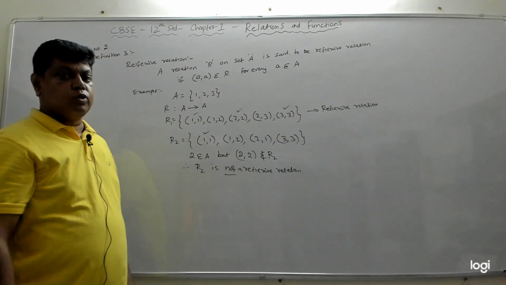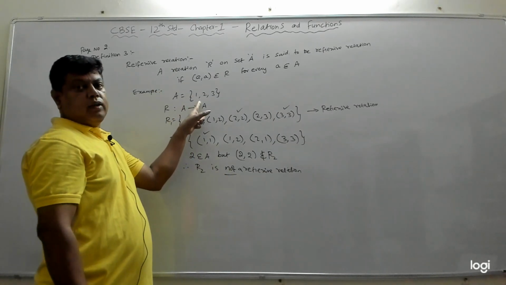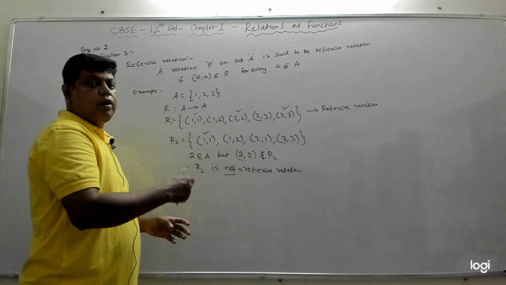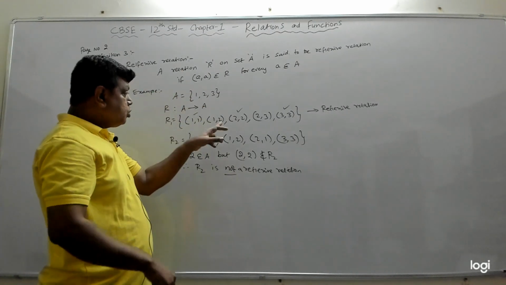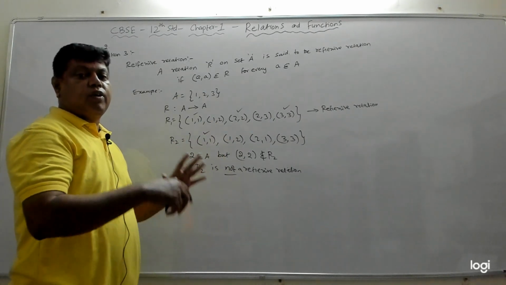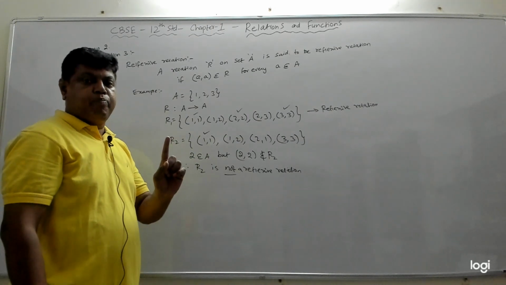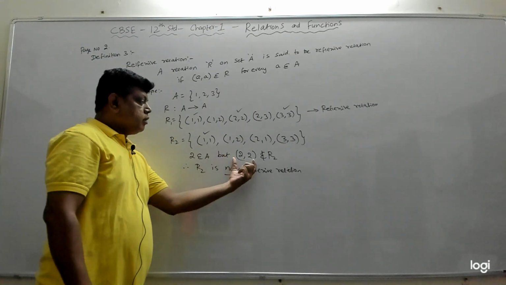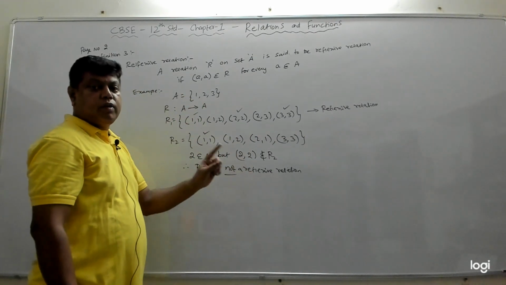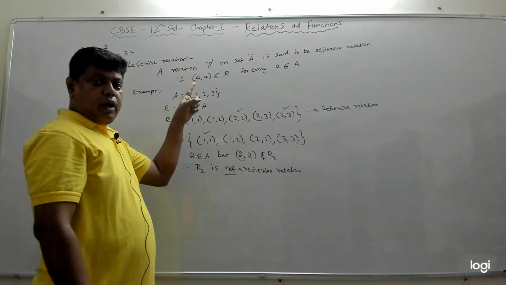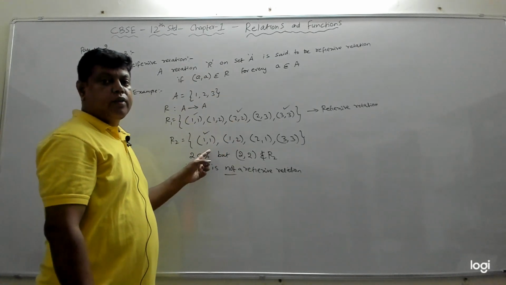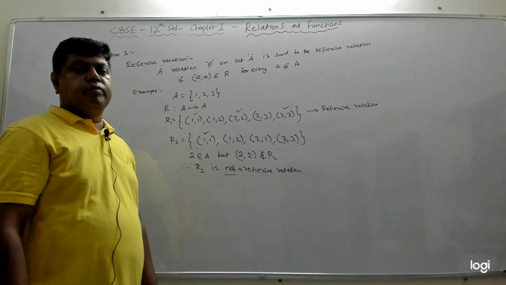Clear? So which means for every element in A, the ordered pairs (1, 1), (2, 2), (3, 3) should be in that relation set. Then you call such a relation a reflexive relation. Even if it fails for one element in A, suppose here 2, but (2, 2) is not in R, then you will say that R is not reflexive.